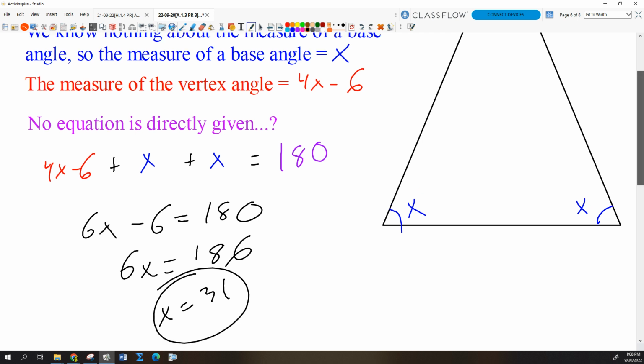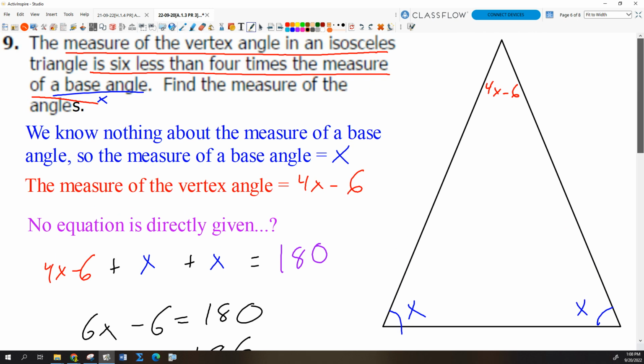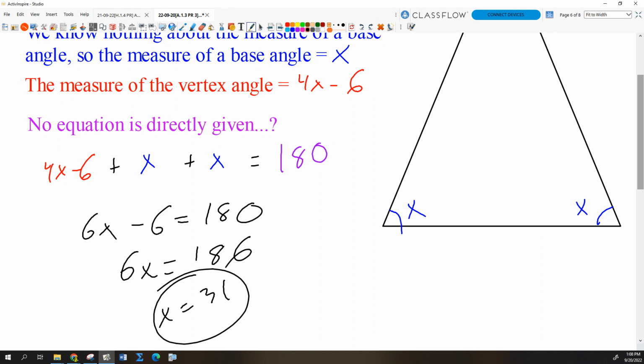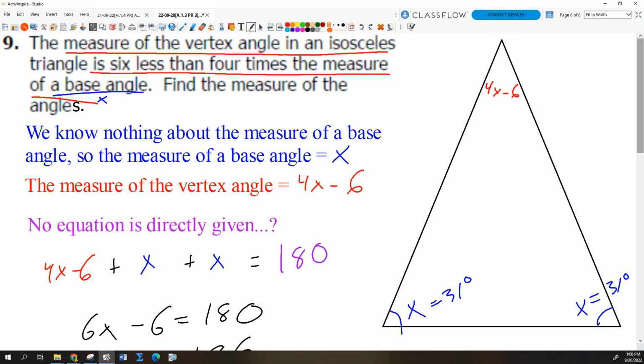No. We got to go up here and it wants to know, find the measures of the angles. Okay. So, well, x is 31. So I know 2 of them, right? This one is 31 degrees. This one is 31 degrees. How would I find the top one?